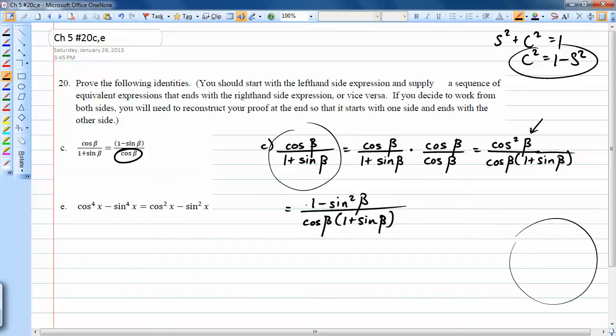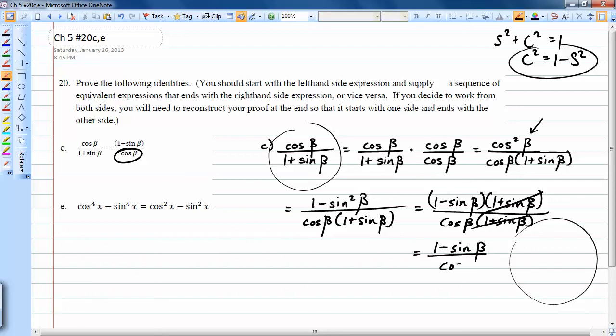Well, if you think about 1 minus x squared, that's the same thing as 1 minus x times 1 plus x. So this is the same thing as 1 minus sine beta times 1 plus sine beta, all over cos beta, 1 plus sine beta. Well, this is good because now I can cancel these, and I'm left with 1 minus sine beta over cos beta. Now it's in the circle that I put there before. Okay, so that's part C.